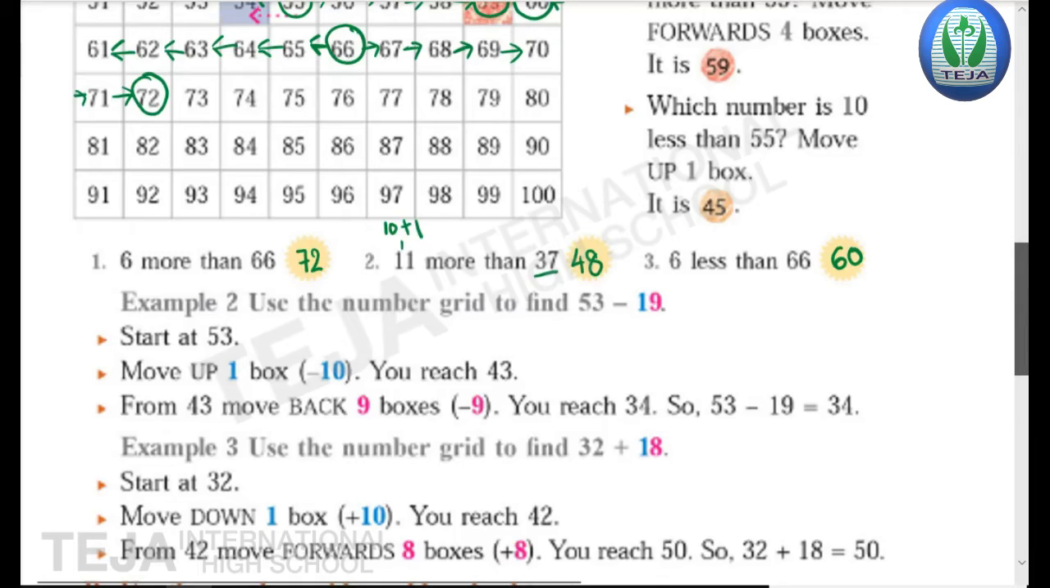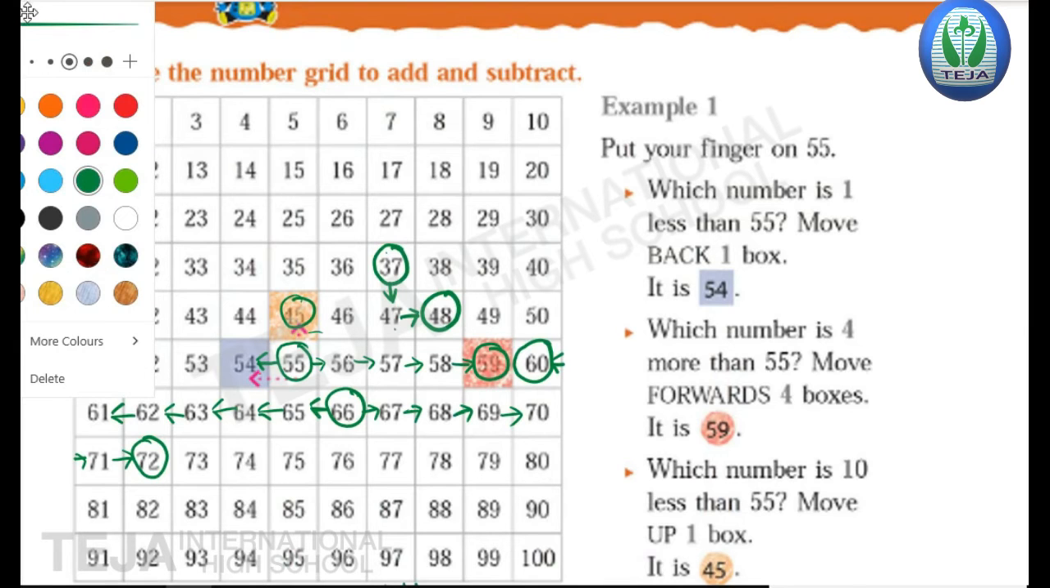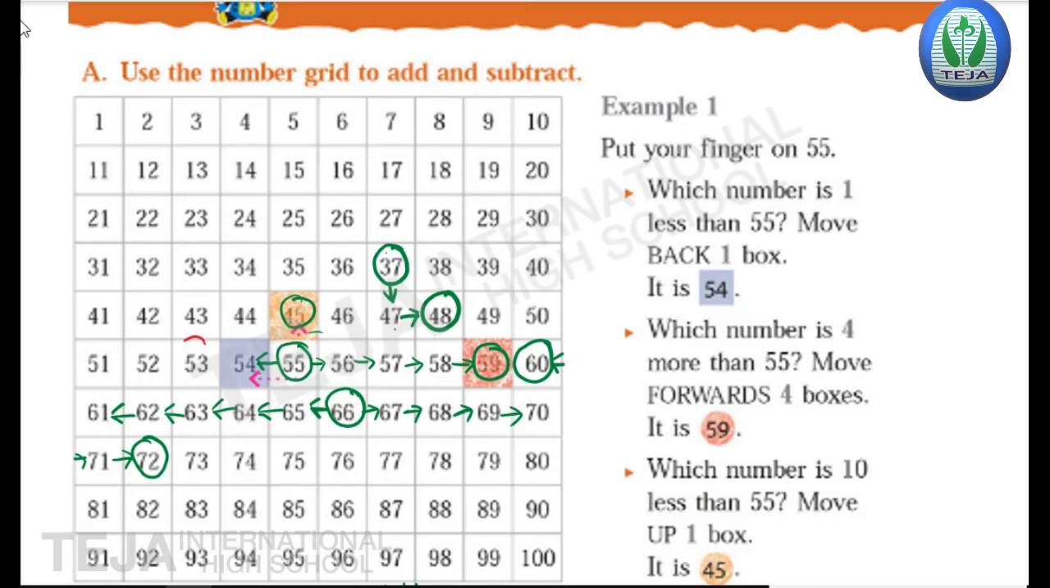How we will do here? First is 53 minus 19. So we will draw a circle around 53. We'll use other color. Now 53 is the bigger number. From 53 you have to subtract 19. So if we split 19, then what happened? It is 10 plus 9. That is, in one's place 9 is there, whereas in tens place 1 is there. So in tens place 1 is there, so you have to move one box up.